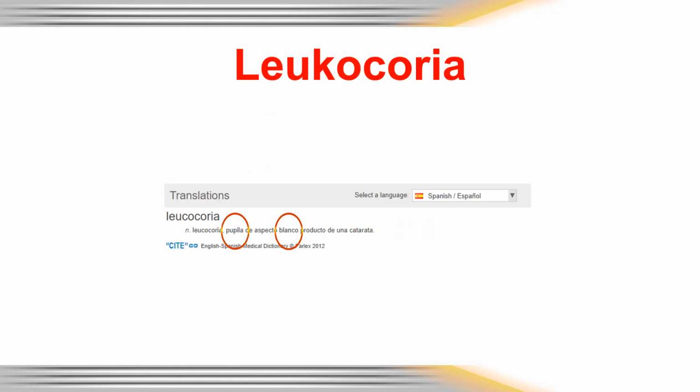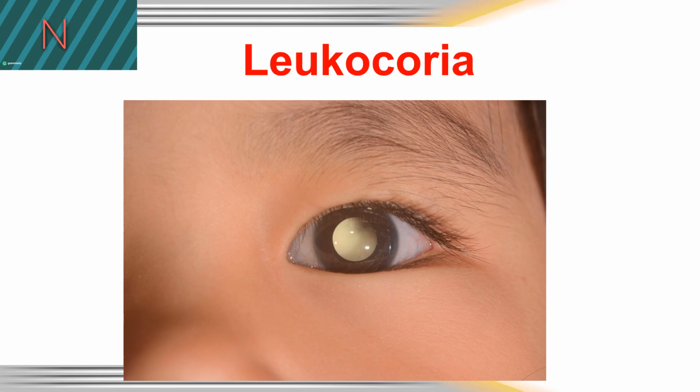The red reflex becomes white in certain conditions collectively called leukocoria. Leuco means white and coria means pupil. Exactly like the glow of cat's eyes. These are examples of leukocoria. We have a big differential diagnosis for leukocoria.